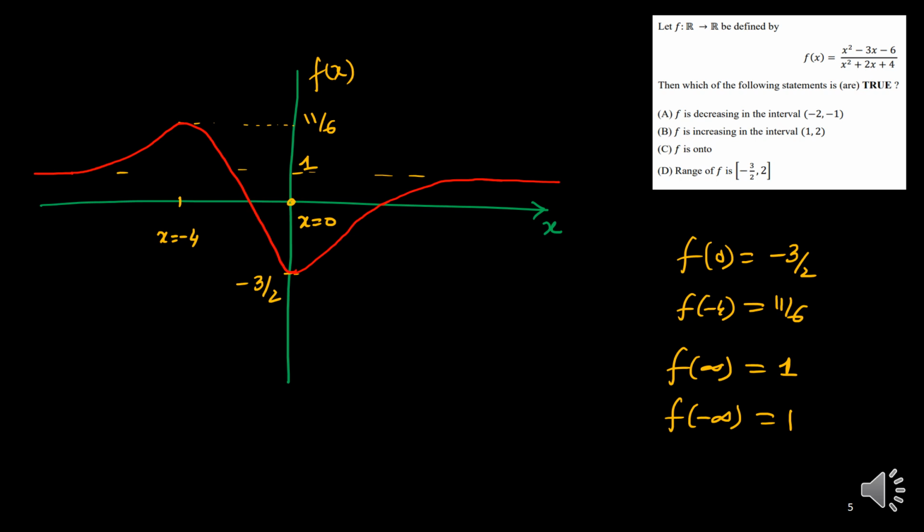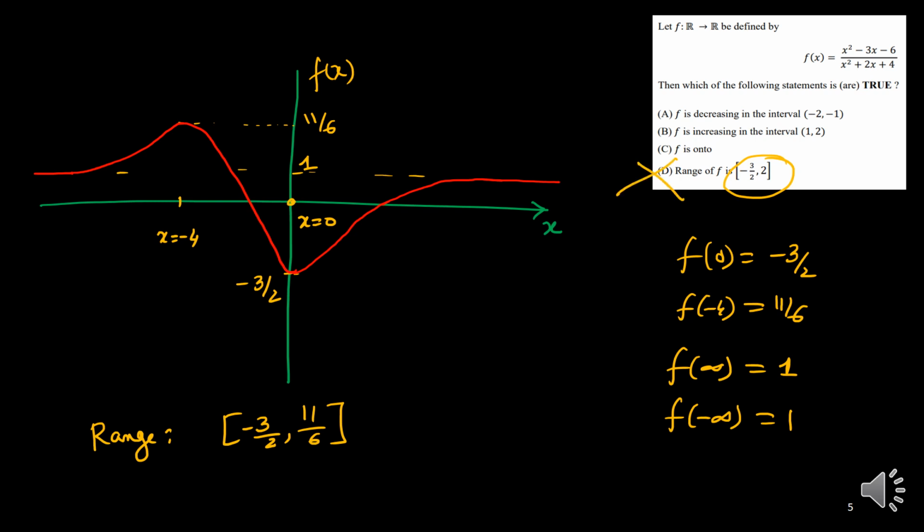So what is the minimum? Minimum value is minus 3 by 2, maximum is 11 by 6. So what is the range? The range is, the minima is minus 3 by 2 and maxima is 11 by 6. But in the question it is given minus 3 by 2 up to 2, but it can't go up to 2, up to 11 by 6 only. Okay, so this is not correct. The range is not correct.